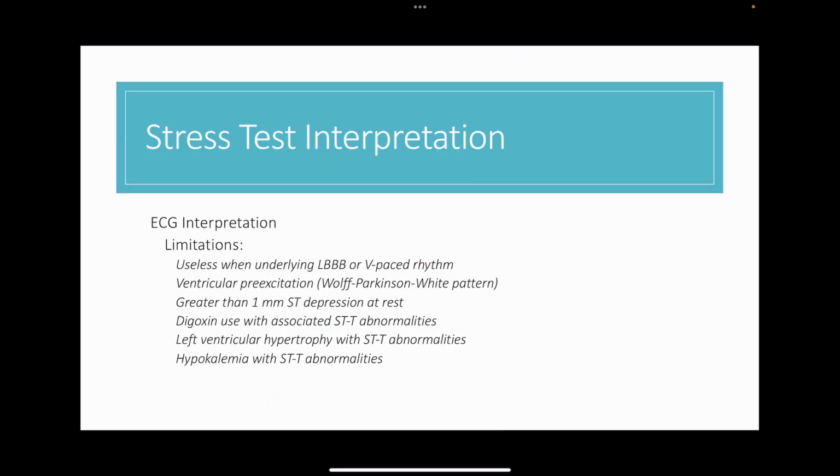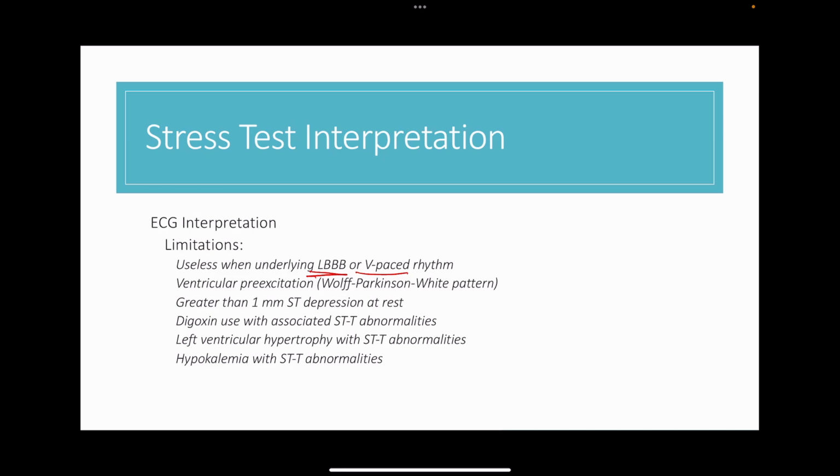Limitations: if they have an underlying left bundle or a V-pace rhythm, you cannot do a stress test. Yes? When they're having the ischemia on the stress test, are they normally pain-free, or are they normally in pain? Depends. Remember, with exertional chest pain, it's always at the same workload where you start getting ischemic changes. So we want to see where that workload is. Whether or not they have pain may happen a little bit later, but we're already seeing those changes due to ischemia. I would stop this test, rest, and go down.